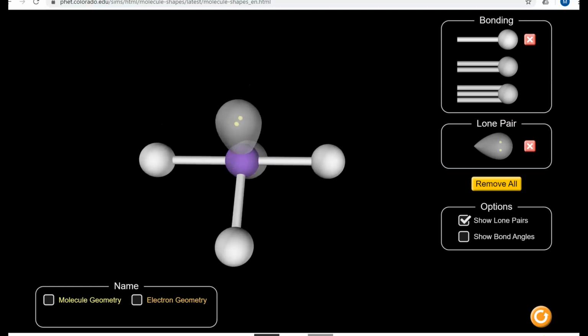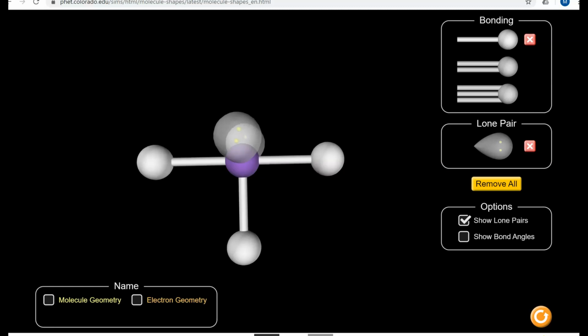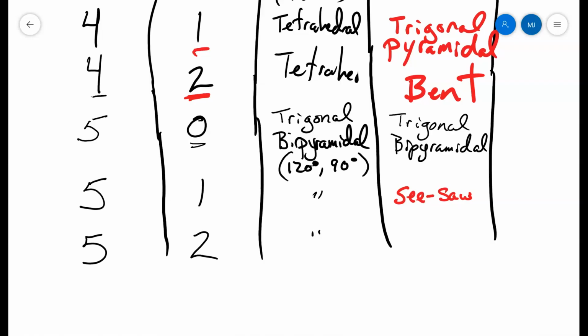But the name of the molecule, just look at the atoms, don't look at the electron clouds. What letter do you see on the screen? You see the T shape. That is the official name, T shape.